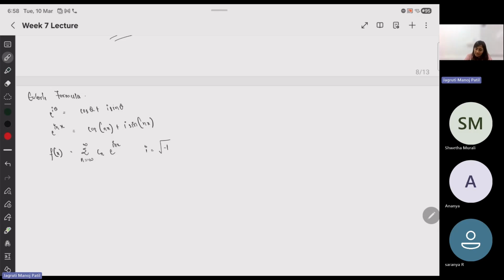Okay. Now, what is this Cn? This Cn is similar to that: 1 by 2 pi, integral from negative pi to pi. It is evaluated as f of x, and then you take an inverse of this, so e raised to minus i nx, and then dx, right? So these are the terms for it.